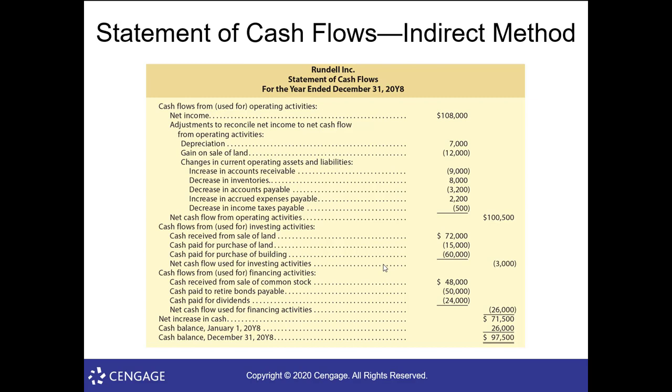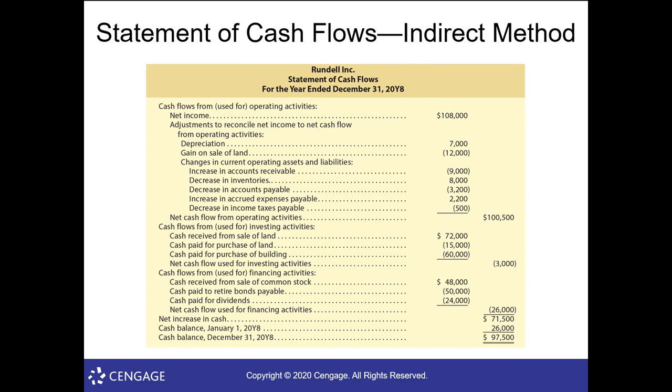So here's the entire statement. We had a positive net cash flow from operating activities. We had a net cash flow used by investing activities, a negative $3,000, and a net cash flow used for financing activities, a negative $26,000. Subtract those two negatives from the positive from operating, and you get a net increase in cash of $71,500. A cash balance of $26,000 at the beginning of the year gives us the $97,500 at the end of the year.